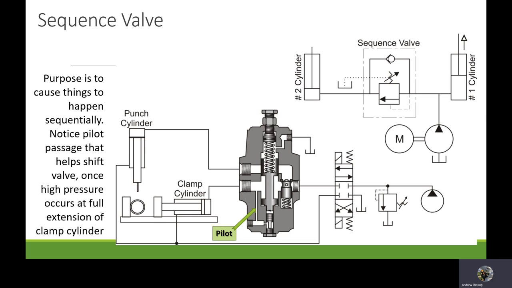On sequence valves and counterbalance valves, it's very important that this line to the tank is kept open and free of dirt, which is why it's important to have very clean fluid. The passageways can be very intricate and very small, and it doesn't take much of a piece of dirt to clog that up and really mess up the operation of this. So sequencer valves, again, are using pressure to have one thing happen after the other.